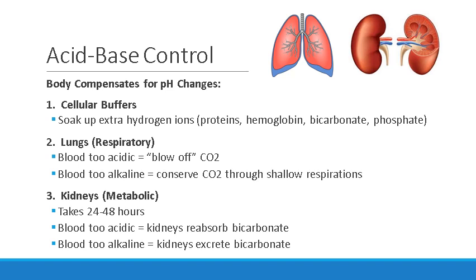When our body is not at a healthy pH level, 7.35 to 7.45, it kicks into gear to try to correct that pH, because that's the healthy pH that our body needs to function at. The first thing that will happen is cellular buffers will take action. Cellular buffers will try to soak up extra hydrogen ions in proteins, hemoglobins, bicarbonates, phosphates. If that doesn't work, the first system that comes into play is our lungs.